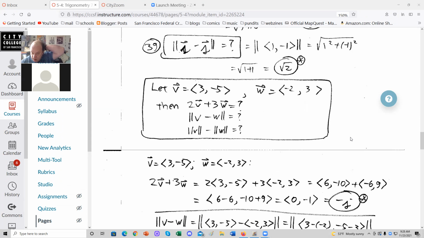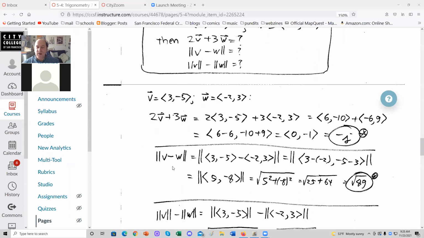Now you're going to have some vector arithmetic. u is 3 by -5, w is -2 by 3. What's 2u plus 3w? What's the length of u minus w? What's the length of u minus the length of w? Slightly different here.